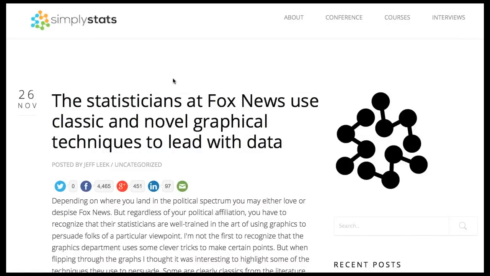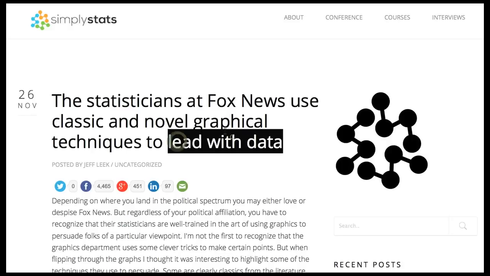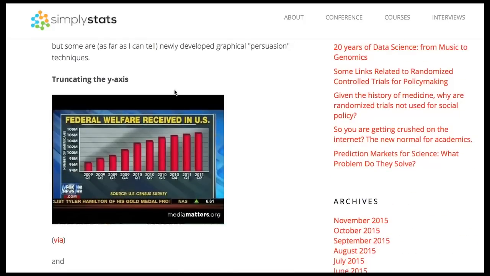simply.statistics.org, that had a post up a couple of years ago that I'm sure you've seen various parts of somewhere on the web at some point or another. The statisticians at Fox News use classic and novel graphical techniques to lead with data. I'm pretty sure this meant to say mislead with data, but you get the point. And they talk about various ways that graphics can be really falsely presented or presented in misleading ways.